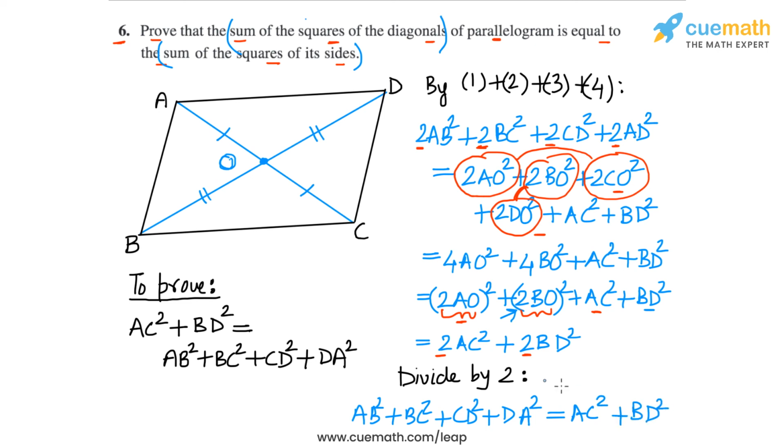So on the left side we have obtained the sum of the squares of the 4 sides, and on the right side we have obtained the sum of the squares of the diagonals, and we have proved that these two are equal. So this is what we had to prove, and this completes question number 6.